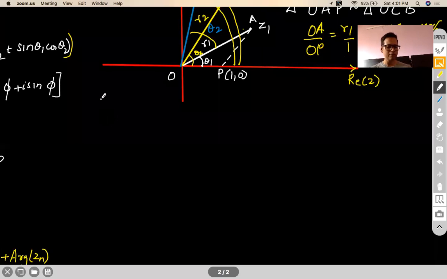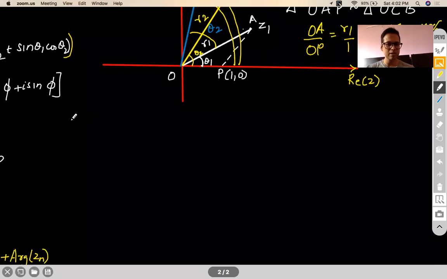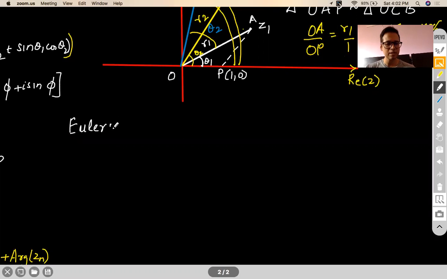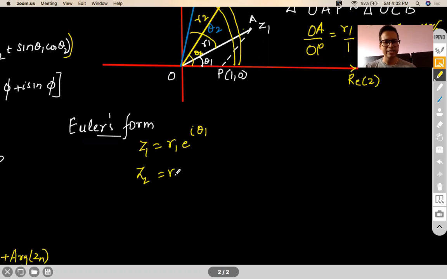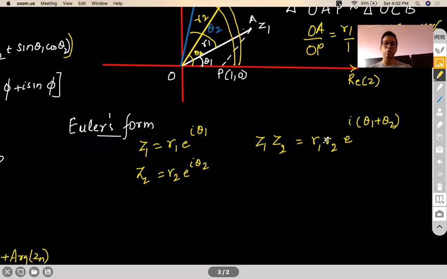Yeah. In the Euler form, it is even simpler. If you have Z1 as R1 e to the power I theta 1 and Z2 as R2 e to the power I theta 2, if you multiply them, by virtue of the fact that they are written in exponential forms, it becomes very easy for us to realize that I'm getting a complex number whose modulus is the product of the moduli of Z1 and Z2 and whose argument is the sum of the arguments of Z1 and Z2.